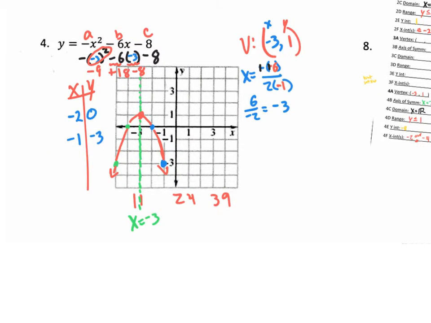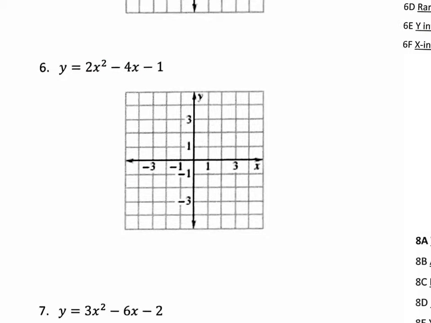Jump to number 6. Number 6, again, we're going to begin with the vertex. I'm getting lazy. I'm just abbreviating here, putting a V and then the coordinate. Formula x equals -b over 2 times a. The a value is 2, the b value is -4, the c value we don't really care about right now. So -4 is right in there, the 2 is right in there. Minus minus changes to plus plus.